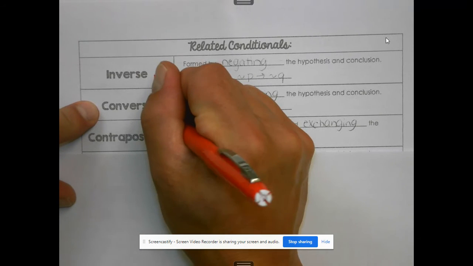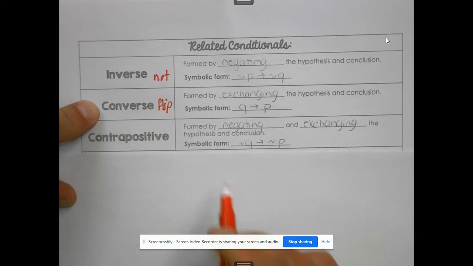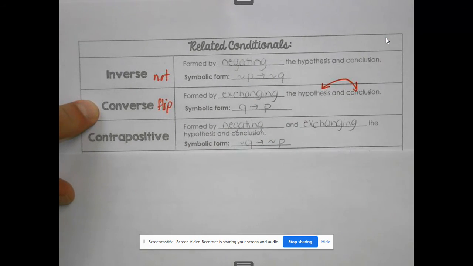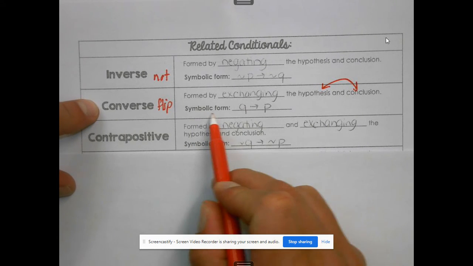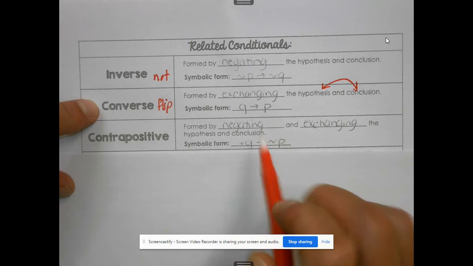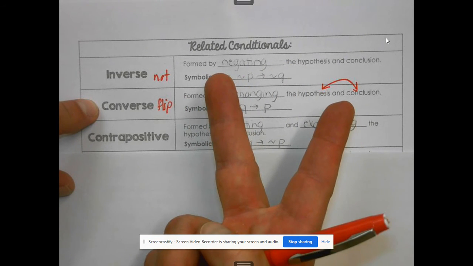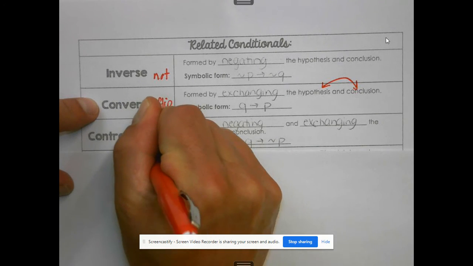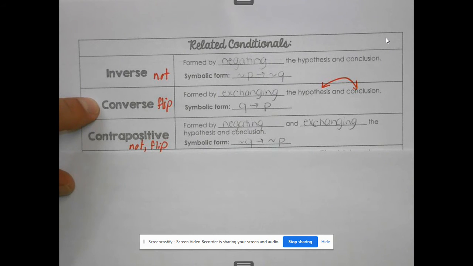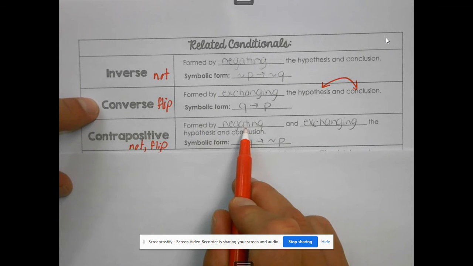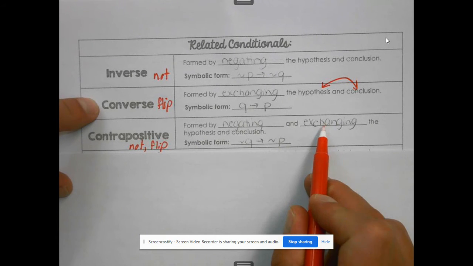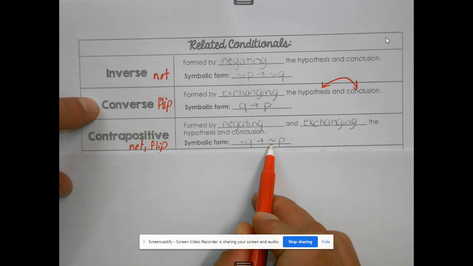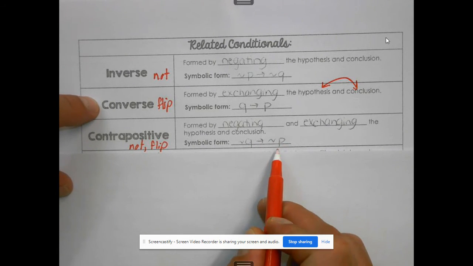Converse, this is where we just basically flip. This is formed by exchanging the hypothesis and the conclusion. So we just flip these around. Symbolic form, if Q, then P. So we just flip the hypothesis and the conclusion. Contrapositive, you have to do both. You have to negate and you have to flip. This is formed by negating and exchanging the hypothesis and the conclusion. Symbolic form, if not Q, then not P. Flip and add the words not. Let's check out some examples.